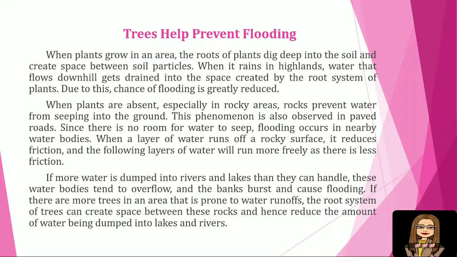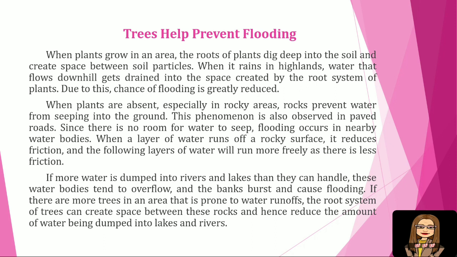When plants grow in an area, the roots of plants dig deep into the soil and create space between soil particles. When it rains in highlands, water that flows downhill gets drained into the space created by the root system of plants. Due to this, chance of flooding is greatly reduced. When plants are absent, especially in rocky areas, rocks prevent water from seeping into the ground. This phenomenon is also observed in paved roads. Since there is no room for water to seep, flooding occurs in nearby water bodies.